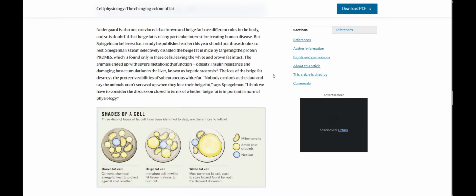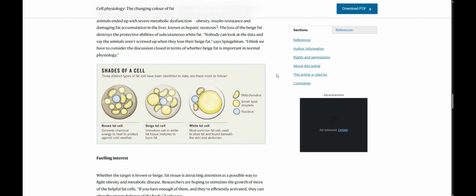The loss of beige fat destroys the protective abilities of subcutaneous white fat. Nobody can look at the data and say the animals aren't screwed up when they lose their beige fat. That's genuine scientist talk. I had my main mentor through grad school, and afterwards, I would take him data. I would be like, this is what's happening in this disease these days. So basically what you're saying is these guys are effed, but he would say the full word. And these guys are still effed, but a little less effed. I'm like, yeah, it's pretty accurate. So the animals aren't screwed up when they lose their beige fat.